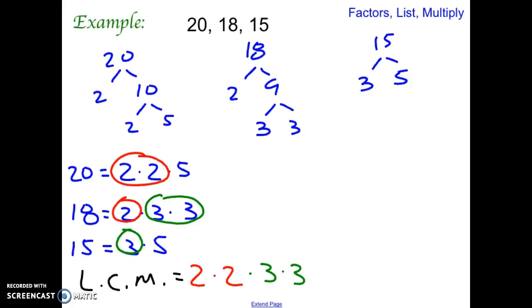Since it occurs twice in the second term, means we have to have 2 in the least common multiple. As far as the 5's go, we got 1 in the first term, 1 in the third. So we're going to have 1 5 in our least common multiple. So if we multiply the 2 times 2 times 3 times 3 times 5, we should get 180 for our least common multiple.